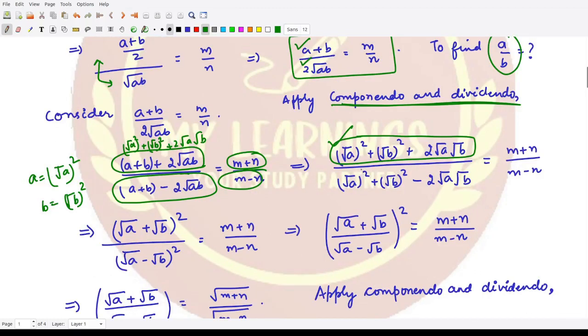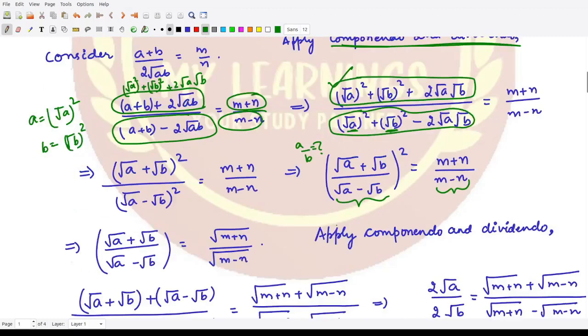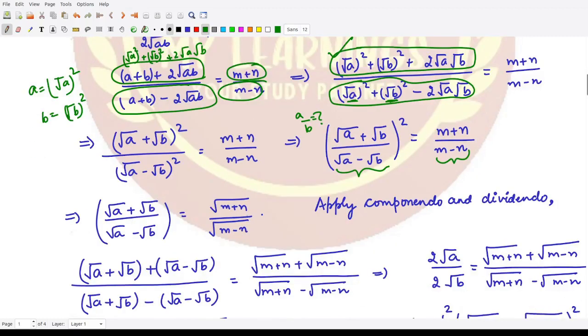Similarly, in the denominator, we have a negative sign. That means we now have the formula for (√a − √b)². So the square of this thing is equal to this. In order to remove the square, because we want the value of a/b, we can take the square root on both sides, so that we have this expression equal to the square root of (m + n) divided by the square root of (m − n).